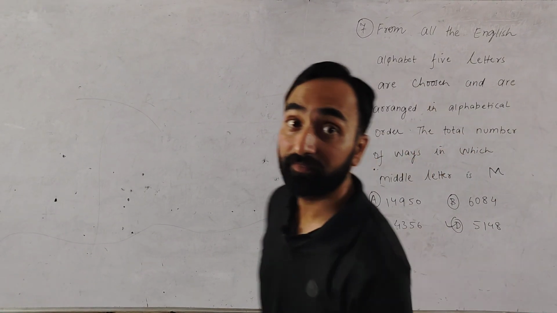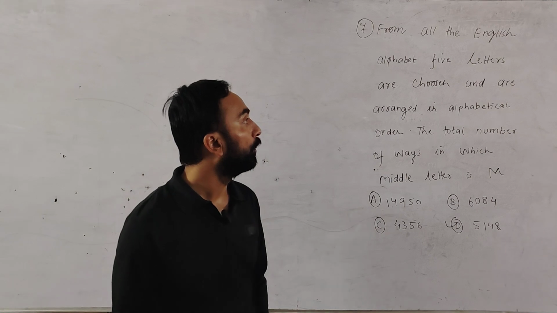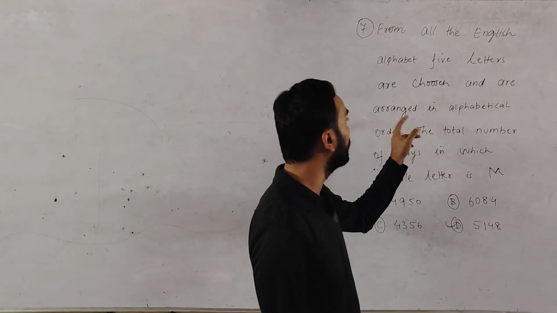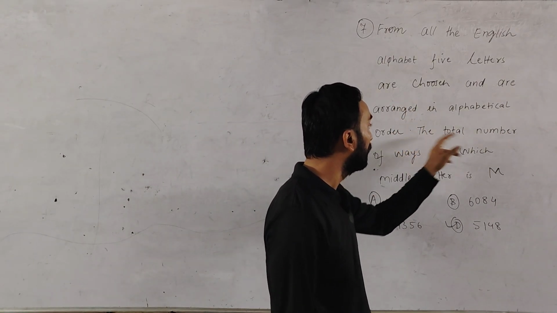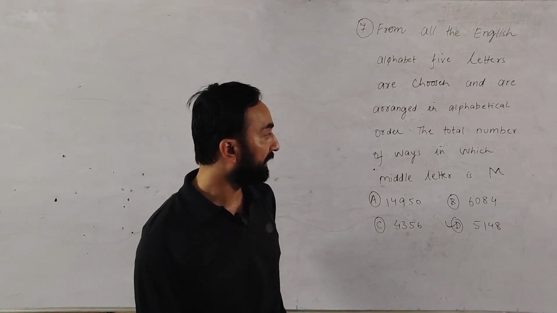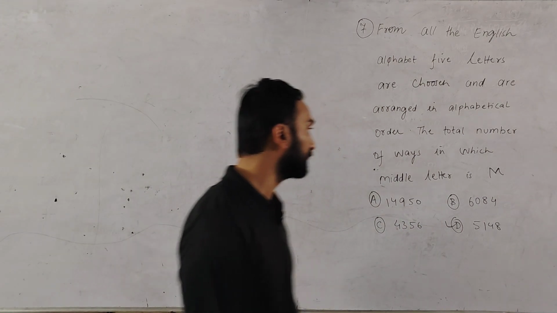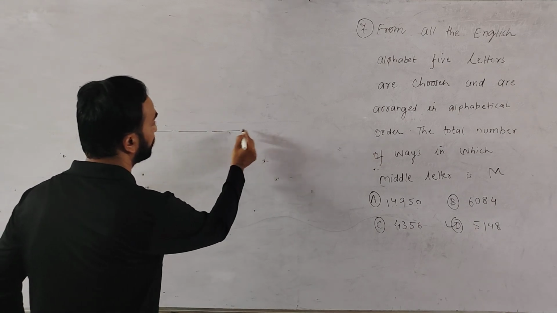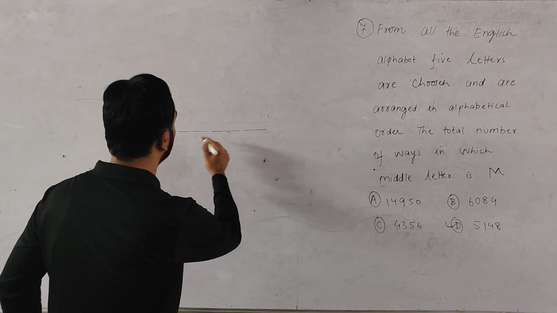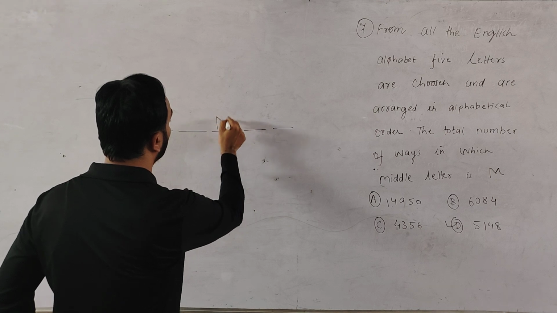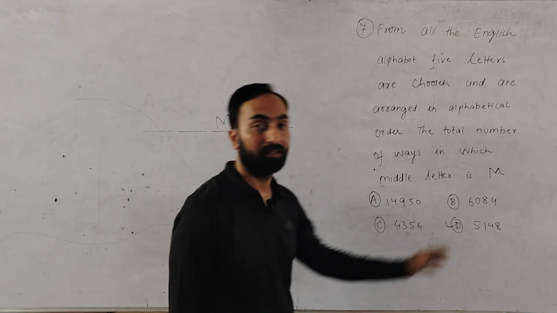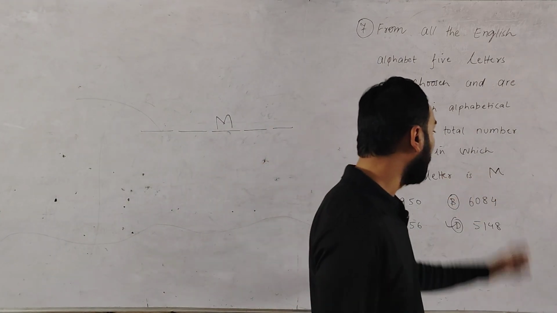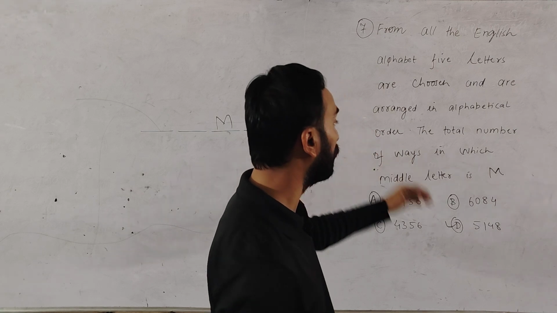Okay, so question number 7 we have is: from all the English alphabet, 5 letters are chosen and are arranged in alphabetical order. The total number of ways in which the middle letter is M. So the question is asking, we are choosing how many letters? 5. So I am making these 5 empty places: 1, 2, 3, 4 and 5, in which the fixed letter is M. The letter which is fixed is M, and we have to choose in alphabetical order, right?